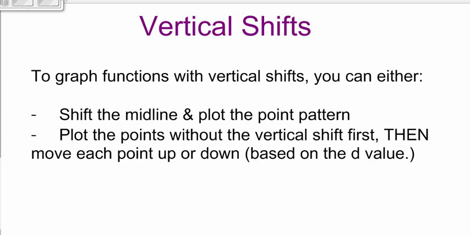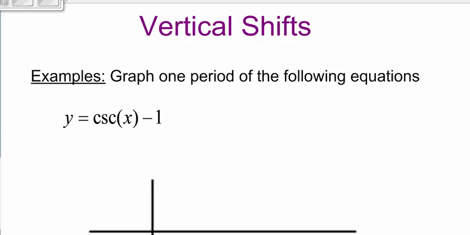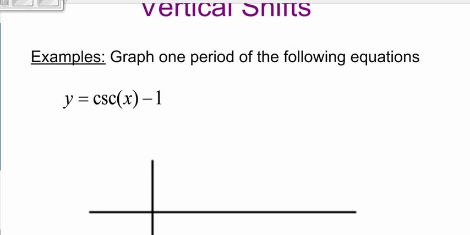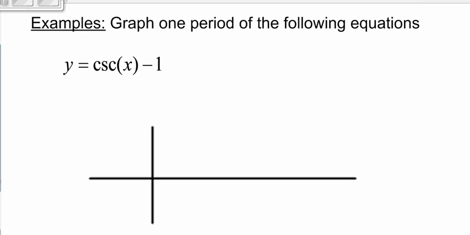Okay, so there are 2 different ways to plot the vertical shifts. I like to shift my midline and then plot from my new midline. That's my personal method. The other method is to plot the original points and then just shift the points up or down, however many you need. So on this first graph, I'm going to show you plotting a new midline. On the second one, I'll plot the original points and then shift them.